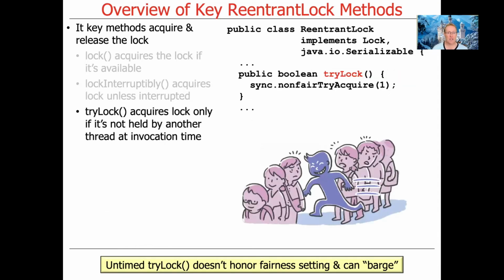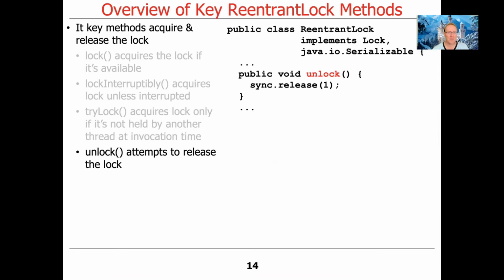tryLock acquires a lock if and only if it's not already held by another thread at the time that it's invoked. One of the interesting things about this is that even if you have set the lock semantics to be fair and you call tryLock with no parameters, it will barge ahead and try to get the lock irrespective of fairness. That's kind of a weird thing, but we'll talk about why when we talk about the timeout versions of tryLock. So always remember that tryLock will barge, in other words, cut ahead if it can, and not obey the fairness settings.